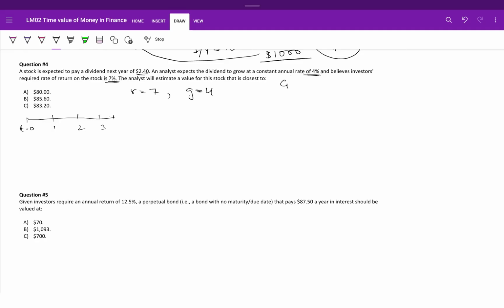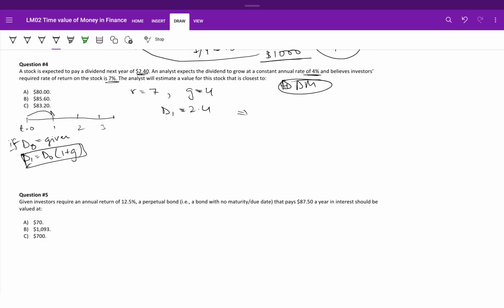This is a simple dividend discount model. The formula, they have given you the dividend next year is going to be 2.4. So D1 is 2.4. If they had given you the dividend right now, if they would have given you D0, then you would have calculated your D1. D1 would have been D0 times (1 plus growth rate). If D0 was given, you would have calculated your dividend at time one first.